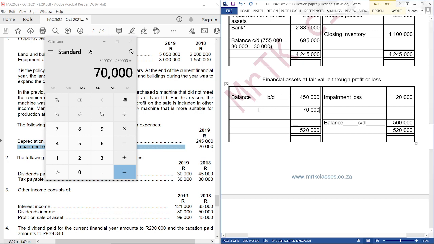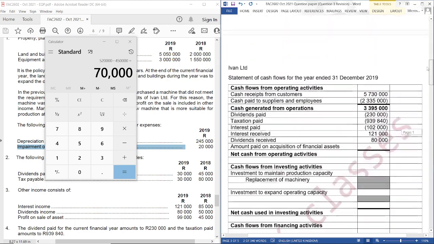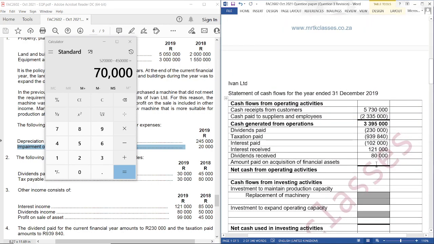right? Okay, bank. So this amount will be on the credit side of our bank account. This is amount paid on acquisition of financial assets. So 70,000 was paid to acquire financial assets.